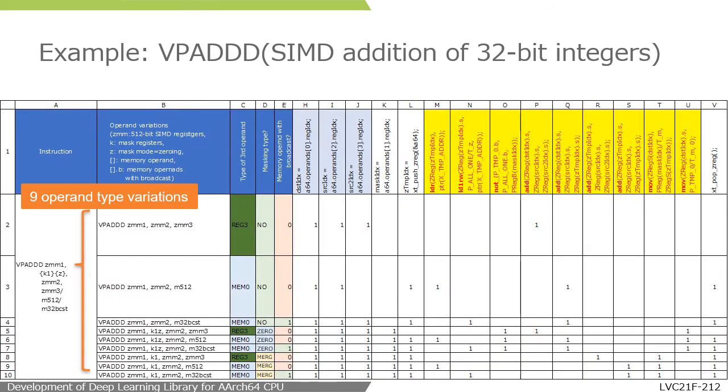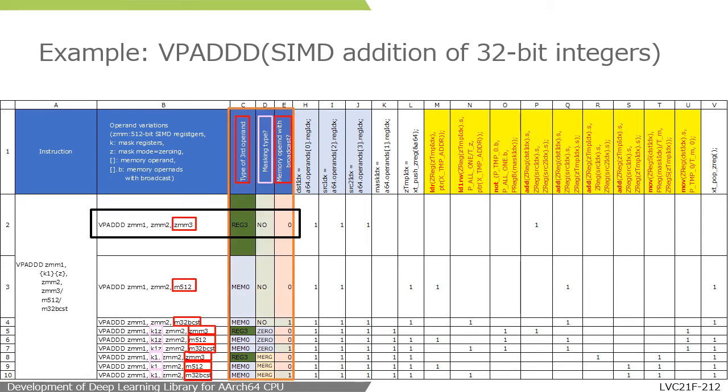This table defines the conversion of the VPADDD instruction. VPADDD performs 32-bit integer addition of 512-bit SIMD, and it has 9 variations depending on the combination of operands. This table expresses the translation rule for the 9 variations.